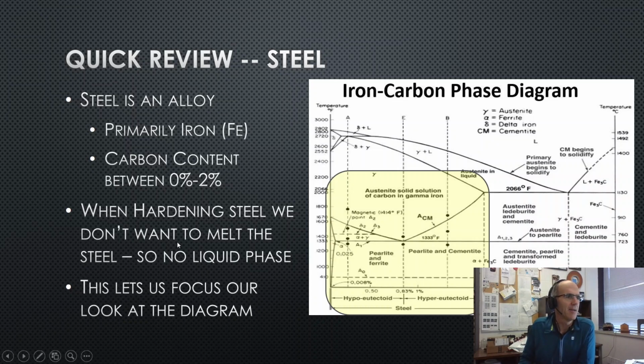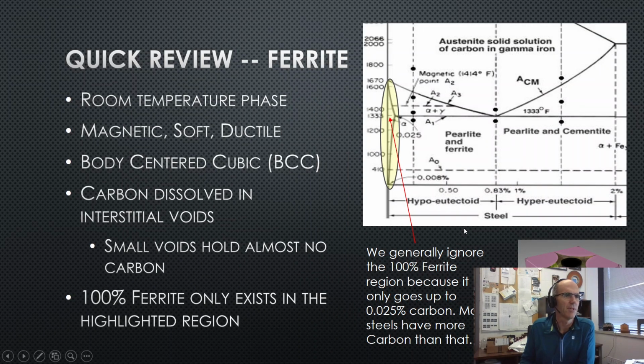Okay, so we're just going to take a look at this little corner of the iron carbon phase diagram, because that really lets us focus our efforts and focus on what we're trying to understand. Okay, so just a quick review of some of the things we talked about. We talked about this phase called ferrite. Room temperature steel wants to be ferrite if we let it be ferrite.